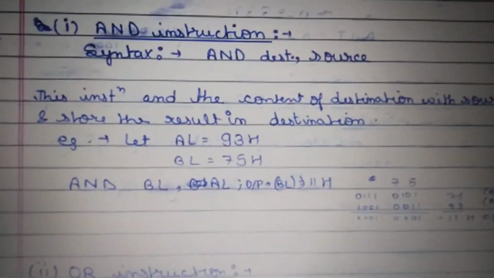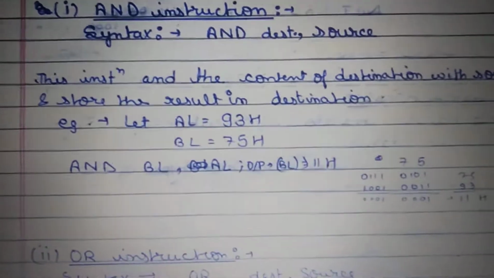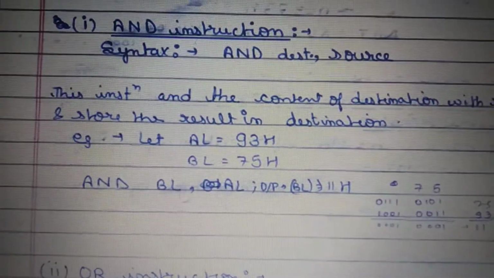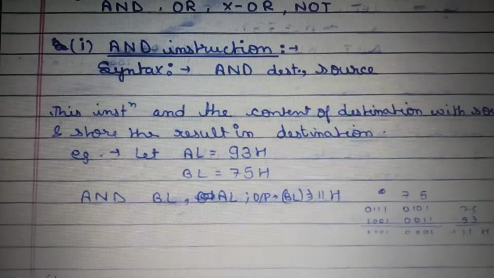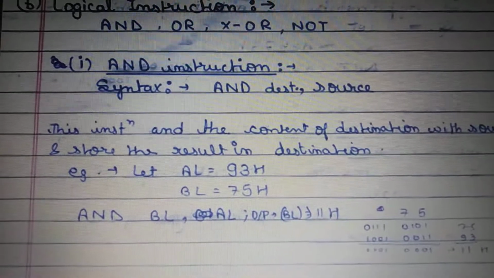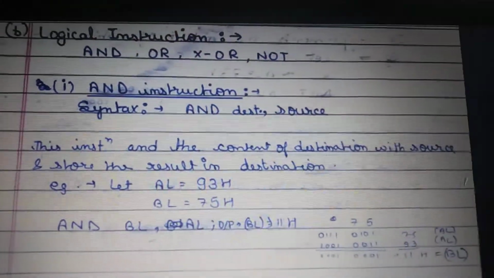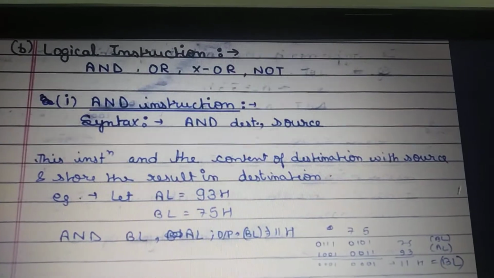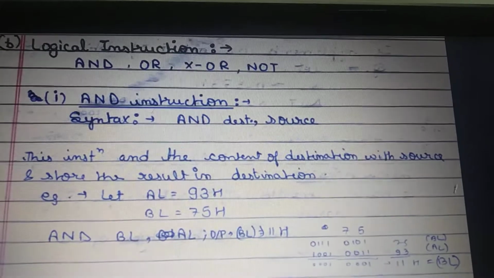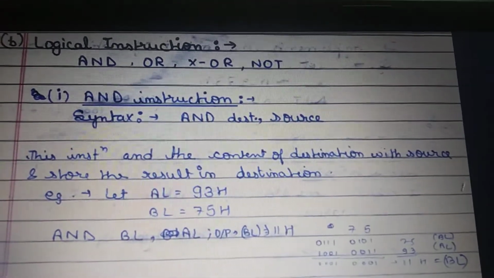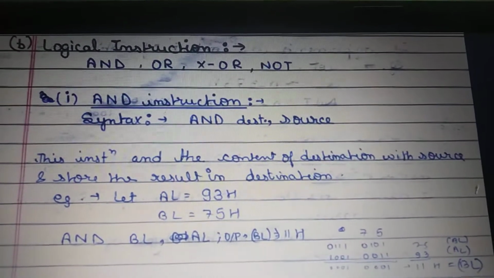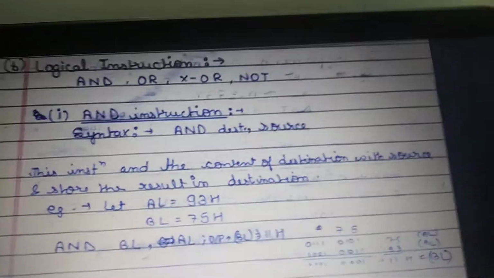So again, it is very simple. Here the content of source and destination are ANDed, multiplied, and the result will be stored in the destination. For example, we are considering that in AL 93H is there and in BL 75H is there. So we have to perform AND BL comma AL. So we have to AND content of BL and AL, and the result will be stored in BL, as the result will always be stored in destination register.